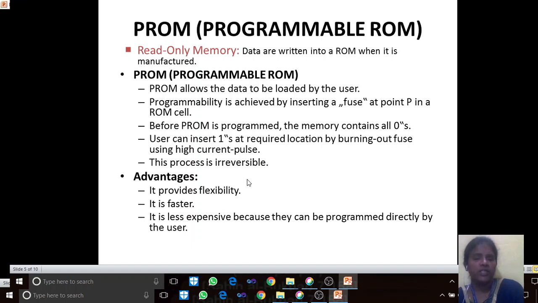What are the advantages? It provides flexibility. What is the flexibility? It provides the flexibility of programming. Compared to ROM, which is programmed during manufacturing, here it can be programmed by the user. It is faster and less expensive because it can be programmed directly by the user.